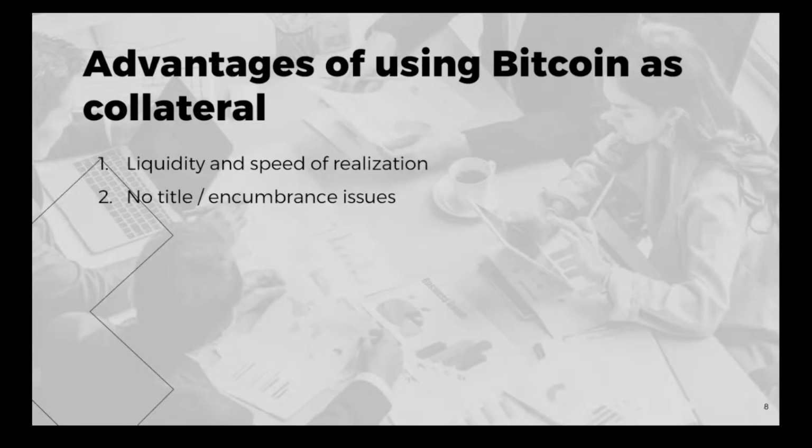If the borrower transfers Bitcoin to the bank's address, then the bank immediately gets possession of the Bitcoin. They don't have to go to any registrar or anything to take possession of the Bitcoin. In real estate, we have the risk of defective title and disputes, or we have to do legal search and valuation reports for checking the encumbrance and title of the property.